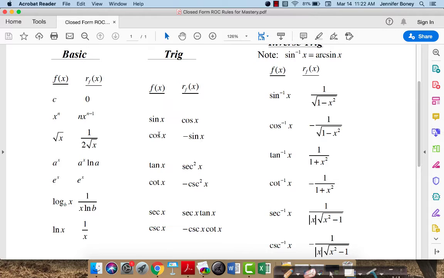But sine of x's derivative is cosine of x, and cosine's is negative sine. So sine and cosine, like the same word with a co in front of it, the co one has a negative in front of its derivative function, just in terms of ways to remember all these bizarre looking things. Tangent and cotangent have similar derivatives to one another. This one's secant squared. This has a negative in front of it and a co in front of it. So tangent is secant squared, cotangent is negative cosecant squared.